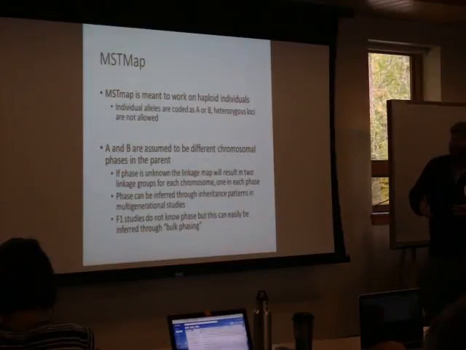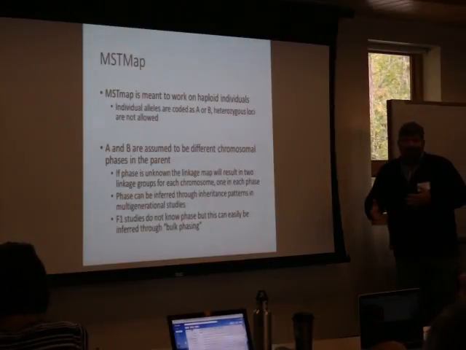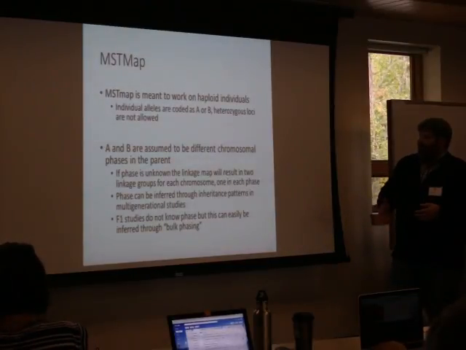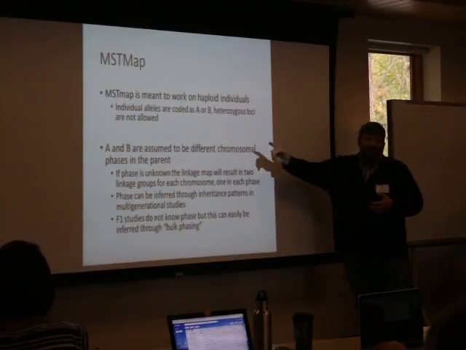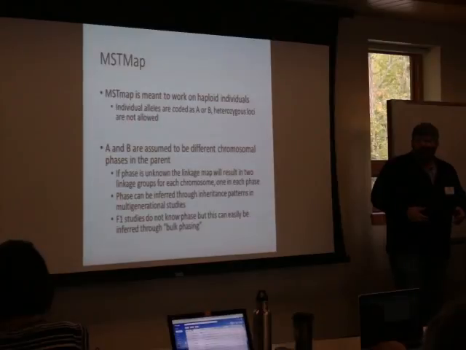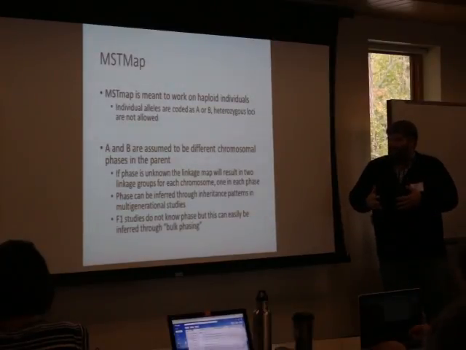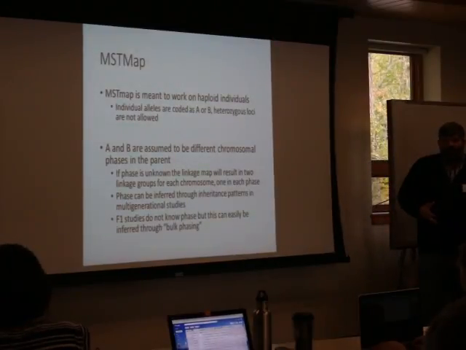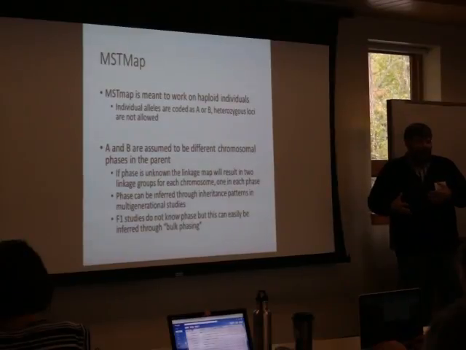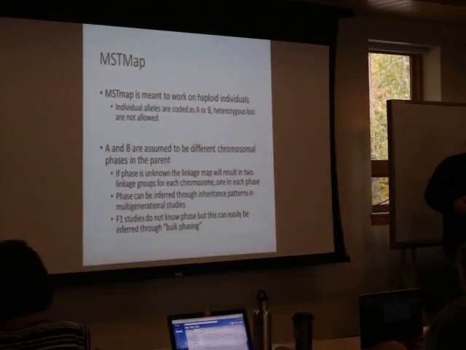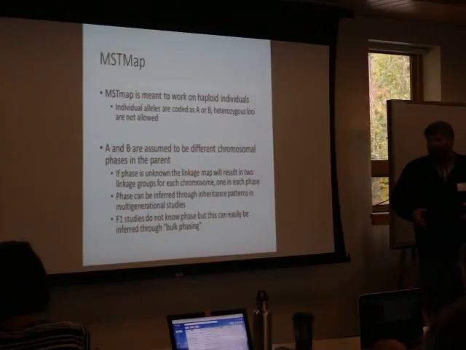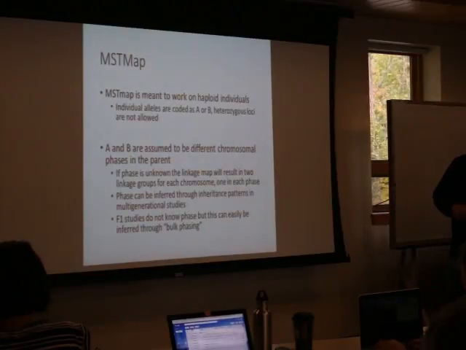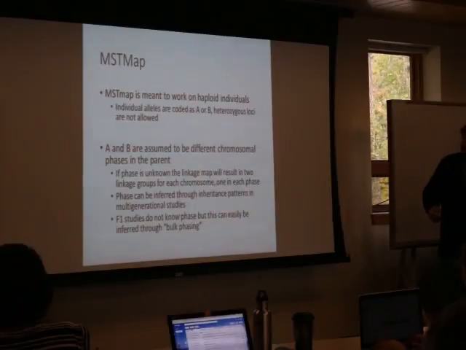One of the important differences between MSTmap and LetMap is it's made to work on haploids. So in this case, individual alleles are coded as A or B, and you don't have heterozygous loci. A and B are assumed to be different chromosomal phases in the parent. If you don't know the phase of the markers, like we don't at this point, then you end up with 2 linkage groups for every real linkage group, one in each phase. And I'll show a slide next that shows what that looks like.